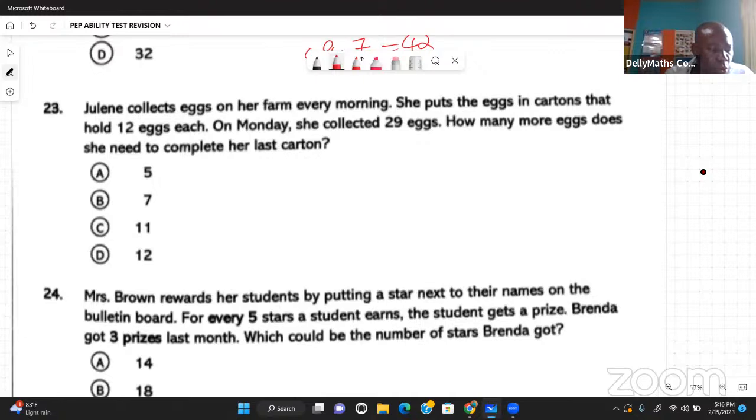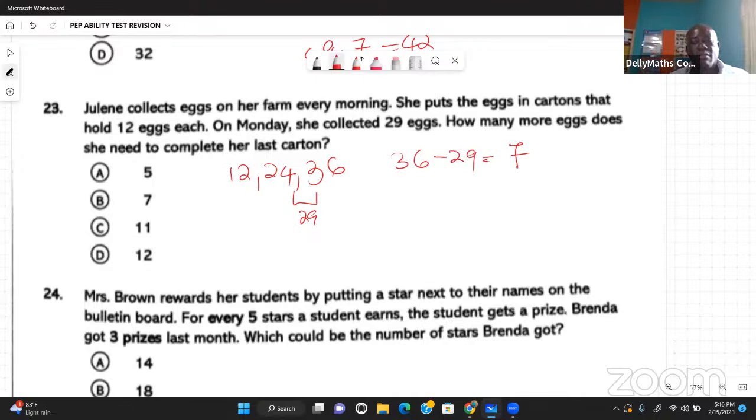There are many ways to approach this question because we're talking about multiples of 12. Some people could say 12, and the next one is 24, and the next is 36. So I know 29 is somewhere in here, and I ask myself how much more I need. I could say 36 minus 29, and you get 7. So I need 7.